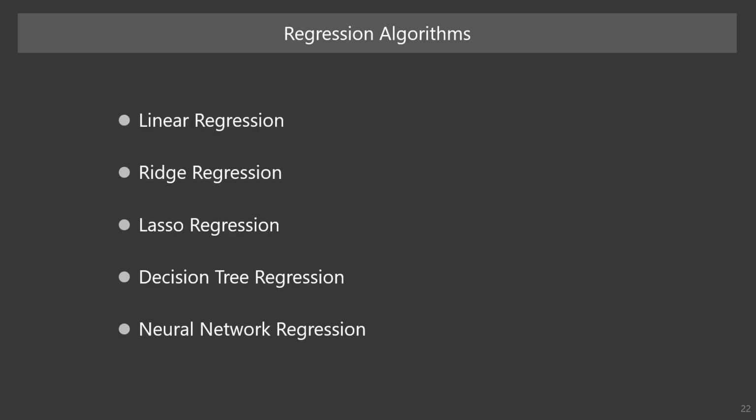There are many machine learning algorithms that can be used for regression analysis. This is a list of popular algorithms, but it is not comprehensive. But explaining all of these algorithms is beyond the scope of this course. In the following, I use linear regression as an example to simplify the explanation.